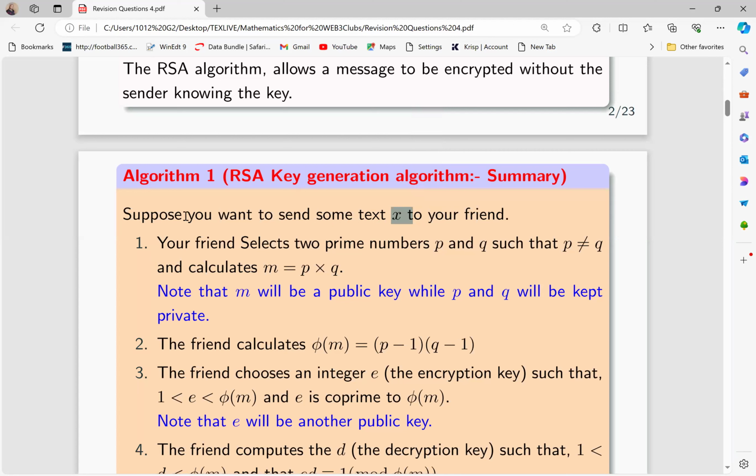Now, since it's you who wants to receive that message, or rather, I assumed it was you who wants to send the message to your friend. It's okay. Let's say it's you. You want to send a message X to your friend. So that friend of yours has a duty. One, to choose two prime numbers, P and Q. Is that okay?